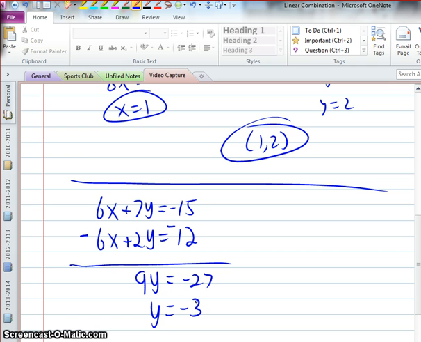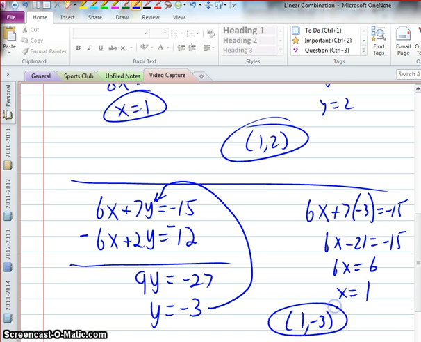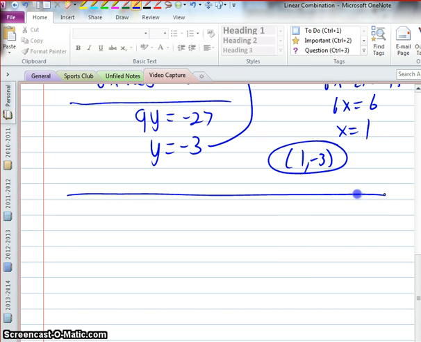You can take each equation separately, and you can manipulate it any way you want, as long as you're doing the same thing to one side as the other. And then I'm going to replace this back in for y. So I'll have 6x plus 7 times negative 3 equals negative 15. 6x minus 21 equals negative 15. 6x equals 6. So x must be 1. So my intersection point is positive 1, negative 3.